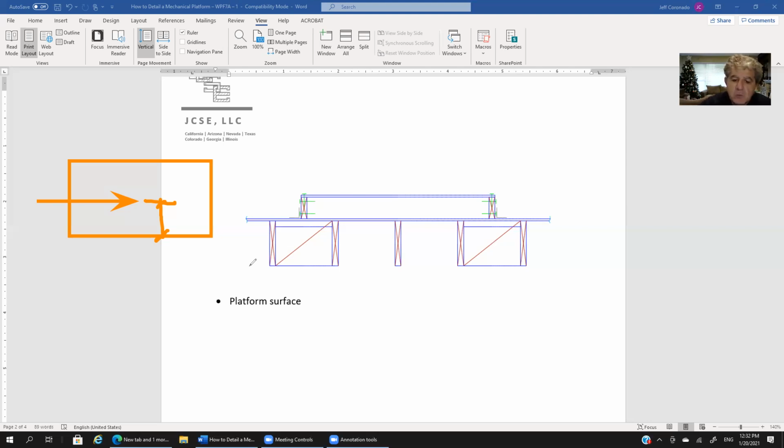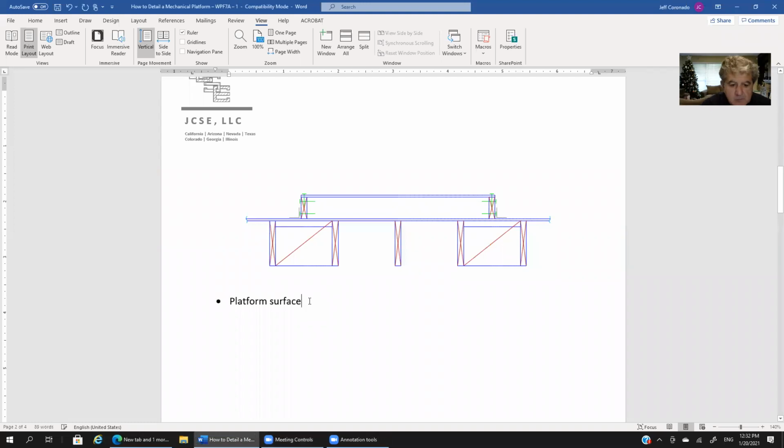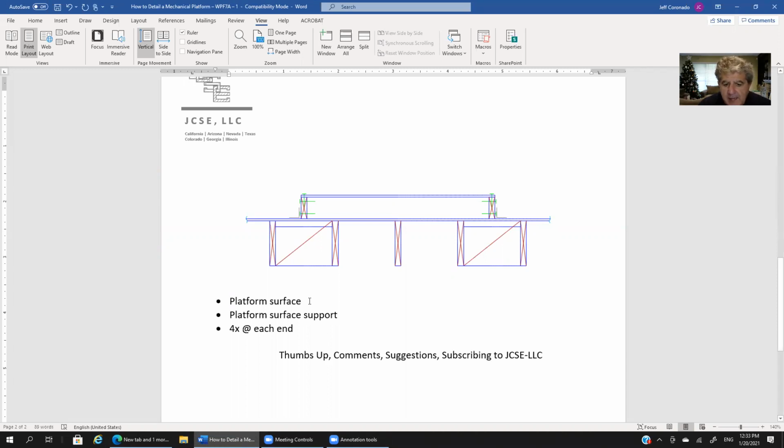Depending on whether you have uplift or not, that might dictate what blocking you will need. Let me see if I can clear the screen. Platform surface, we've covered that. 4x at each end, we've covered that. Okay, yeah. So I think we've covered conceptually what this detail looks like.